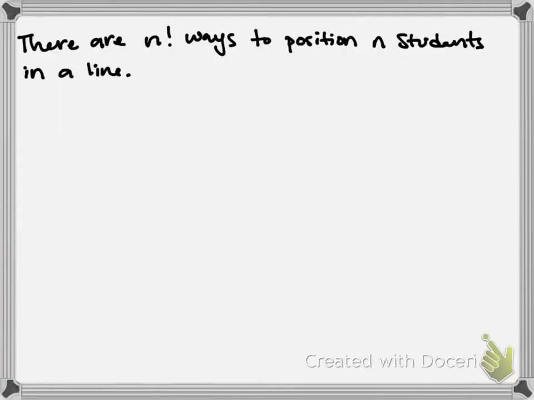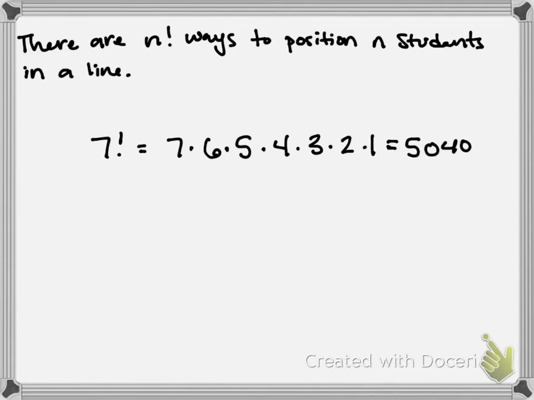All right, so there are n factorial ways to position n students in a line. So if I had 7 students, how could I position them in a line? Well, it would be 7 factorial, or 7 times 6 times 5 times 4 times 3 times 2 times 1, which is 5,040 different ways.